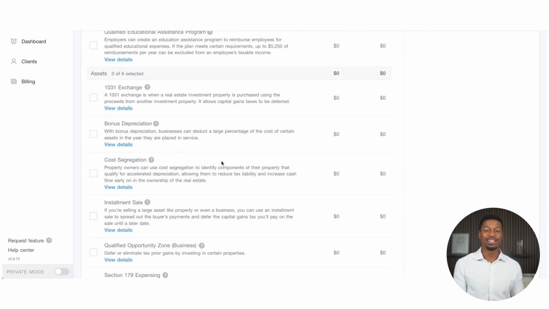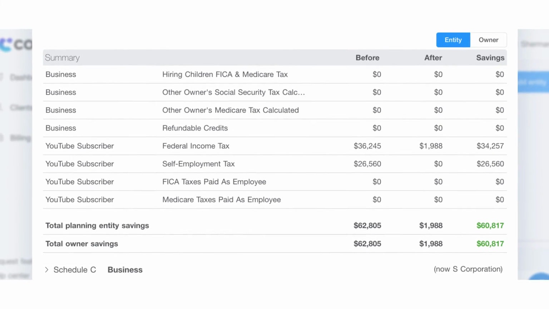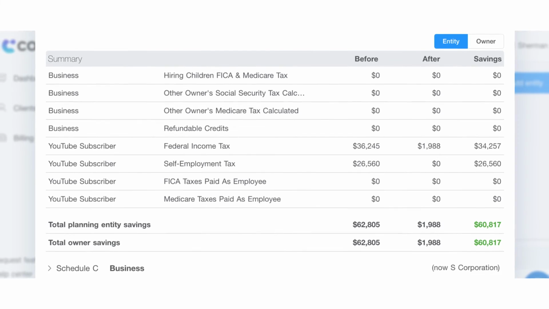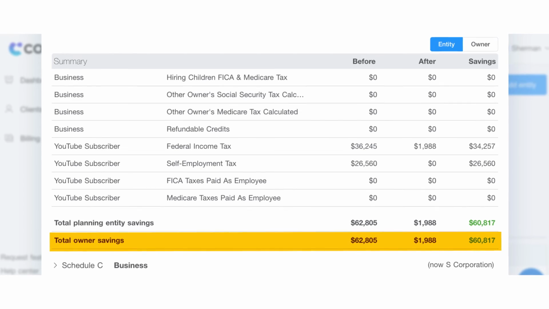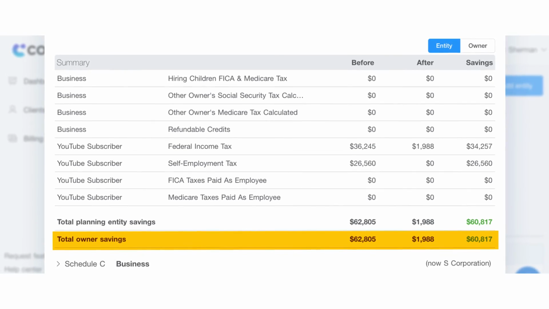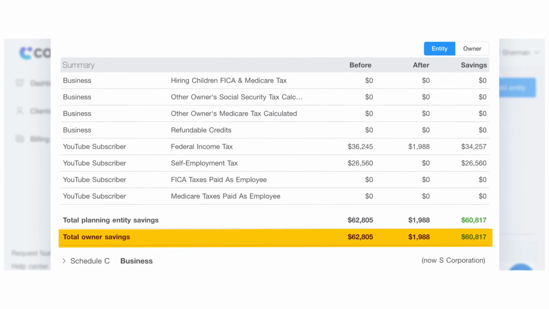And when it's all said and done, the changes you make should be reducing your taxes. So if you were my client in this scenario, I would be showing you a tax plan that saves you over $60,000 in taxes, taking your tax bill from $62,000 to less than $2,000. Now, this is why every taxpayer needs a tax plan, or at the very least, they need to educate themselves on what they should be doing to reduce their own taxes.